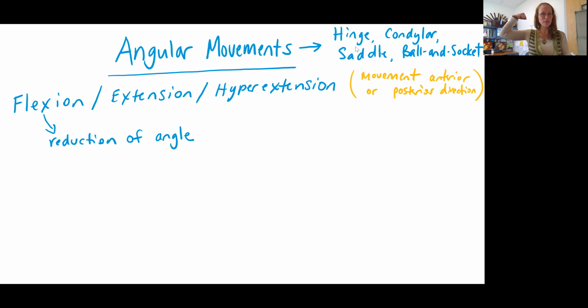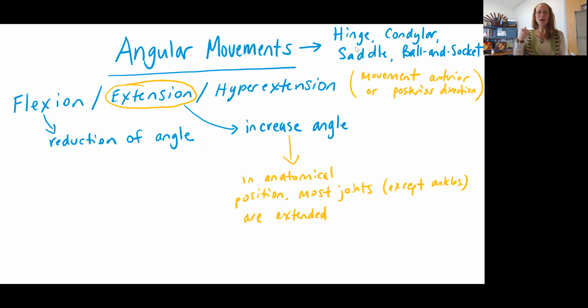So if you're showing me your guns, you're reducing the angle there at your elbow. I can take my chin to my chest. That would be another example of flexion. Extension then is to make that angle bigger. So when I extend my forearm, then I'm widening the joint there at my elbow.